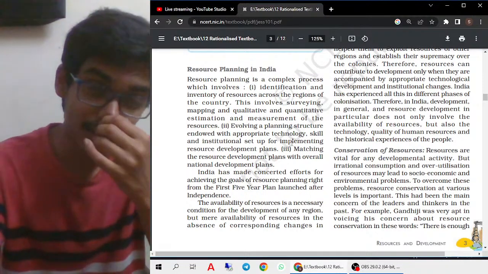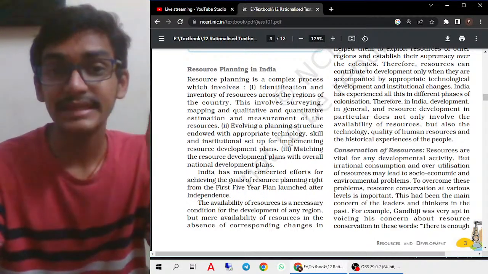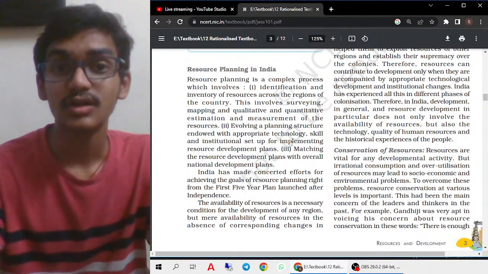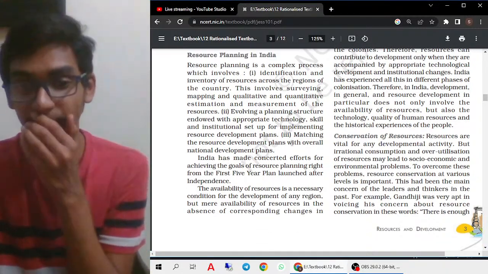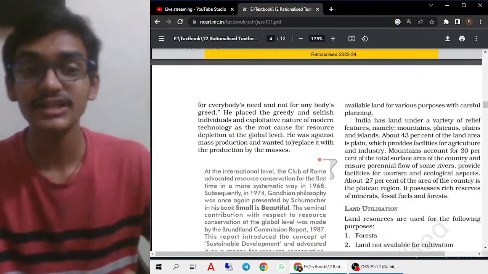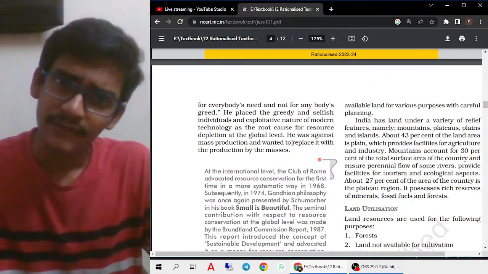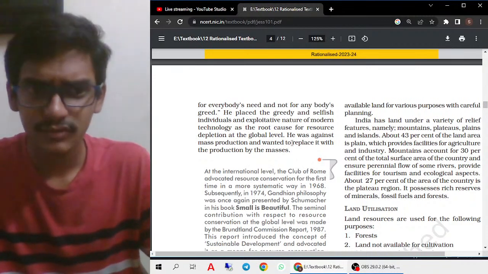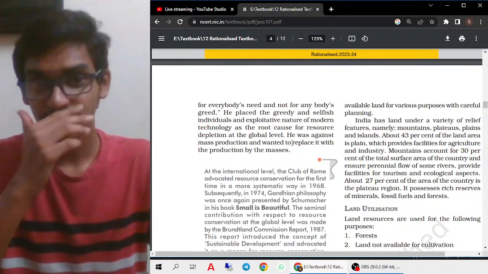And during that time, Gandhiji was one of the very important figures, and he was very apt. He was very sure. He was very brave in voicing his opinions about resource conservation also. So what he said was that there is enough for everybody's need and not for anybody's greed. He's saying that we have all the resources for everybody's need and not for anybody's greed.